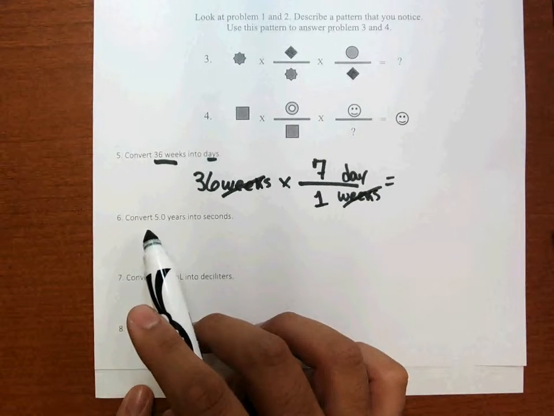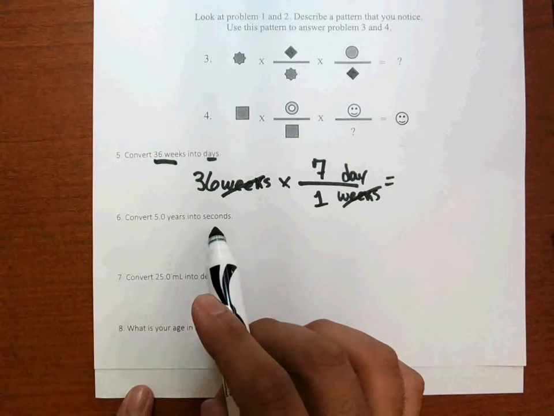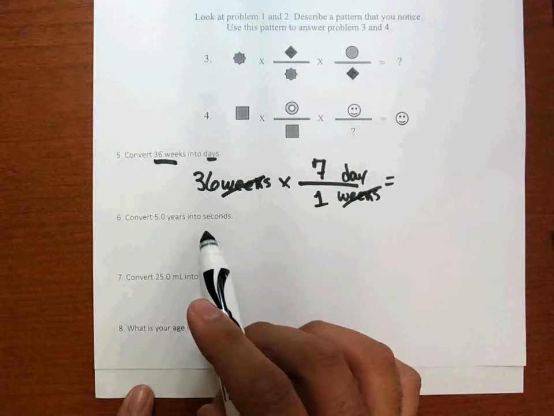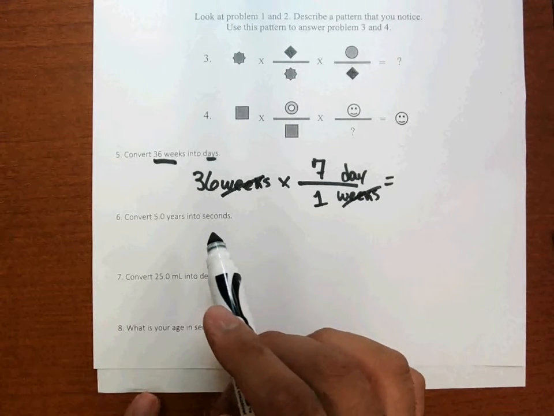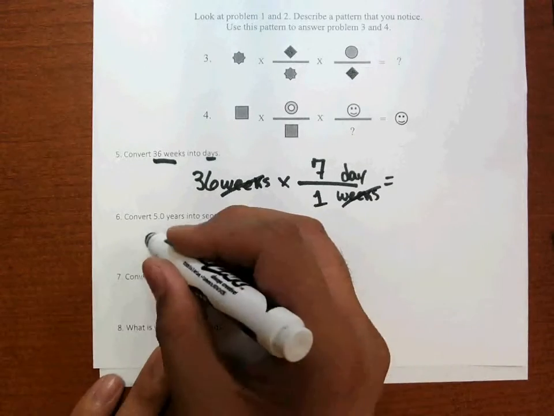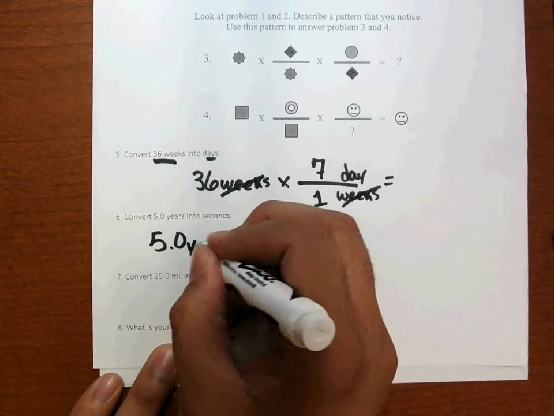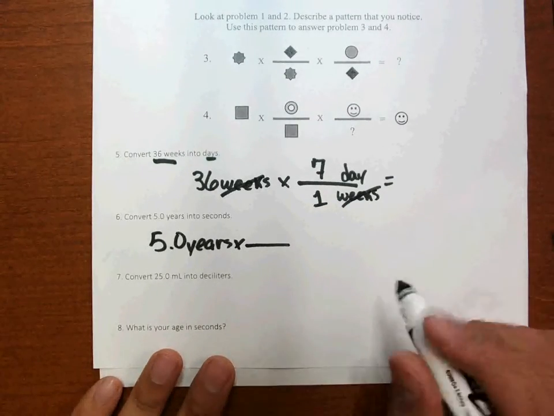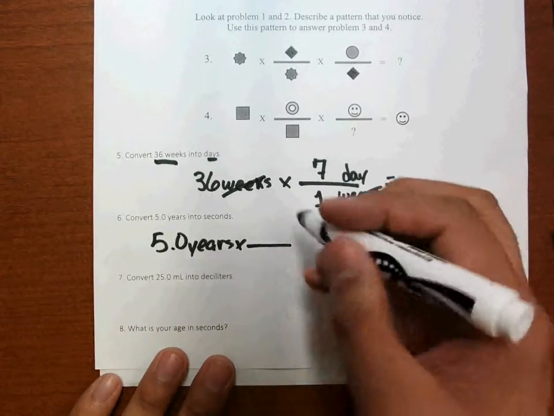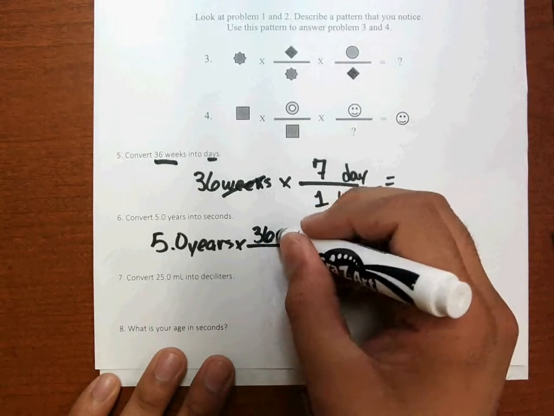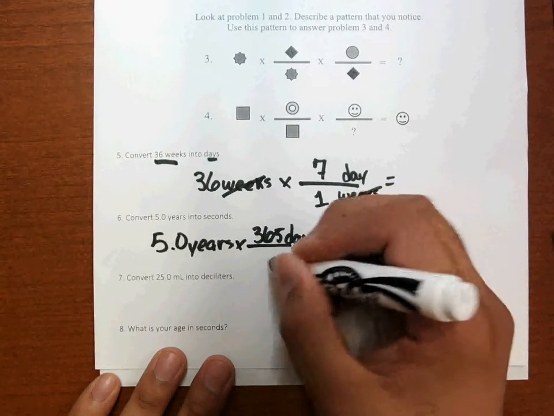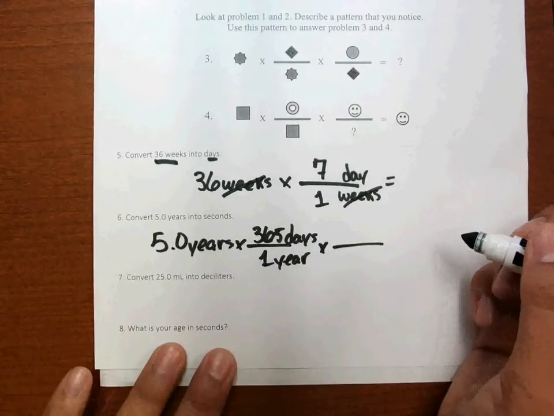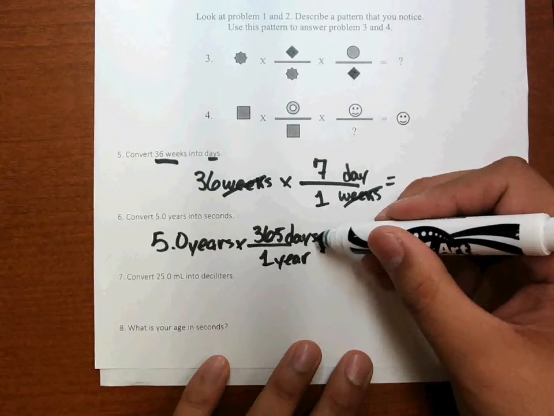Now I'm asked to do 5 years into seconds. Well, I don't know how many seconds there are in 1 year, but I do know conversion factors that can lead me to seconds. So I'll begin. 5.0 years. And the first thing I know is that there are 365 days in 1 year. I still don't have seconds, so I have to keep going.